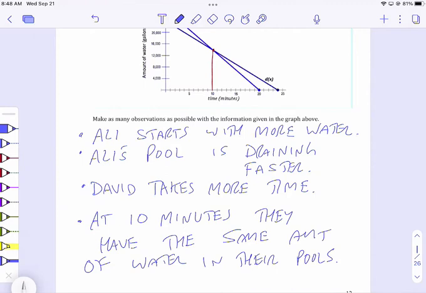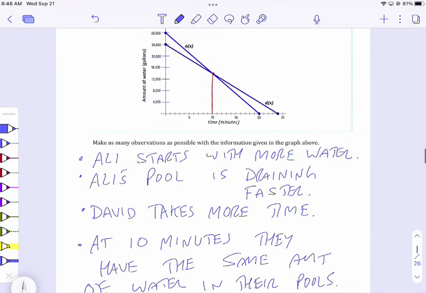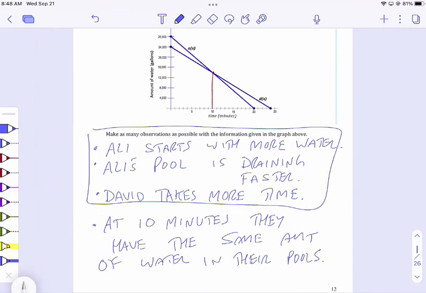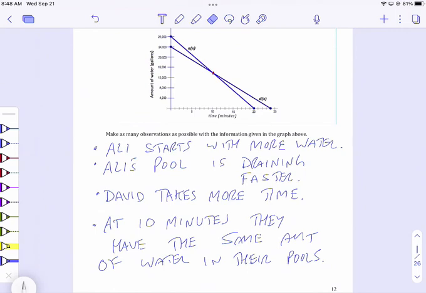Okay, I think that's it. I think there were only 4 things we had to say, because like I said, David starts with less water, David goes slower, and Ali takes less time. Those are kind of stated in this. So I think that's good enough. Okay, so you guys came up with everything that was necessary to notice there. And we are going to stop there.